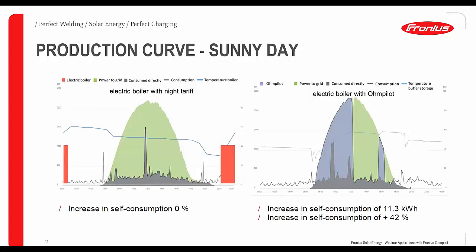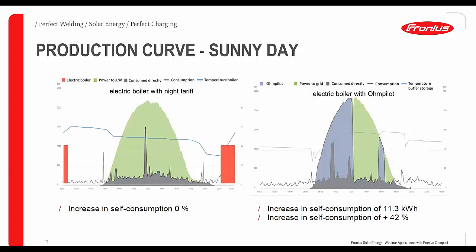And we can see there in the red line we have an electric boiler. With the night tariff it's just switched on during the night and is responsible for heating up the water. We can also see the temperature of the boiler with this blue line. This would be the first solution, of course, but as we can see here, a lot of power is sent to the grid, not very good, and we don't have a very high self-consumption either.